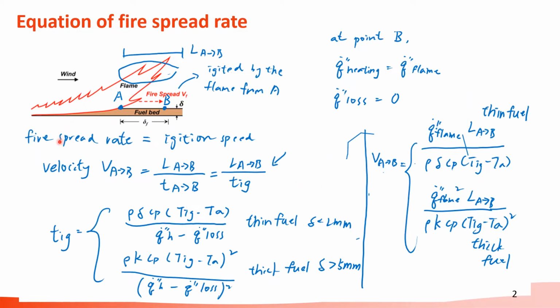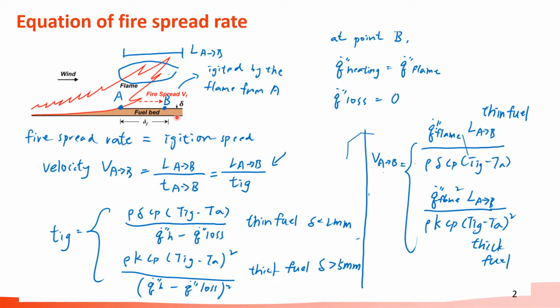When we talk about the fire spread rate, it can be defined by an equation. Let's say the fire is spreading from point A to point B. The velocity for the flame moving from point A to point B can be determined by the length from A to B, or you can say the flame length, divided by the time for the flame moving from point A to point B.